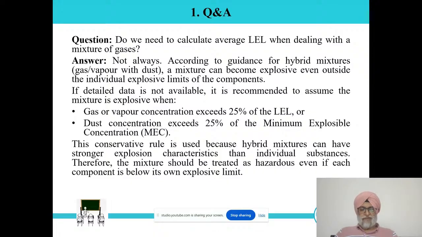So we have to consider the individual LEL, and as per the guidance, check if it exceeds 25% of LEL or 25% of MEC. Then we have to consider the hybrid mixture as an explosive mixture, and we should go ahead with the calculation. This conservative rule is used because a hybrid mixture can have stronger explosion characteristics than an individual substance. Therefore, the mixture should be treated as hazardous even if each component is below its own explosive limit.